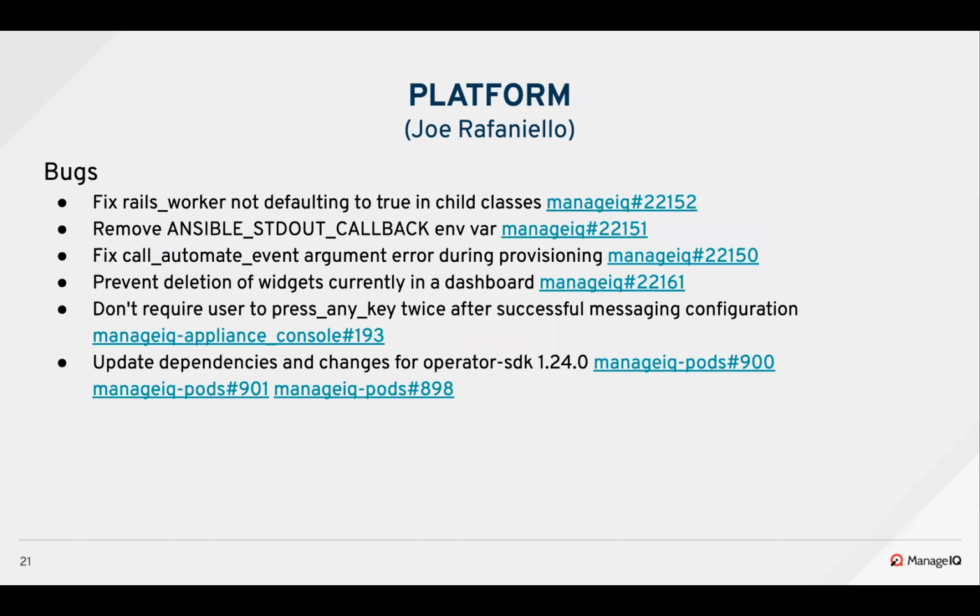For core bugs, Adam fixed the bug introduced from the non-Rails worker changes from last sprint, where worker subclasses were not inheriting an instance variable intended to be shared. Jason removed the Ansible standard out callback environment variable, which is not honored and not needed with Ansible runner. Next, Adam fixed the Ruby 3 bug in the call automate event where the keyword arguments were previously implicitly passed or delegated, but now they have to be explicit because Ruby 3 is very opinionated in that area.